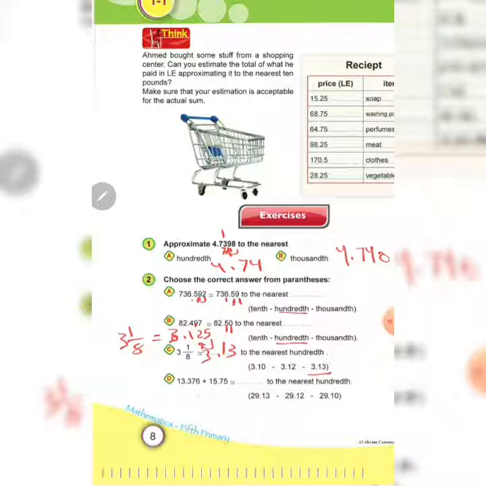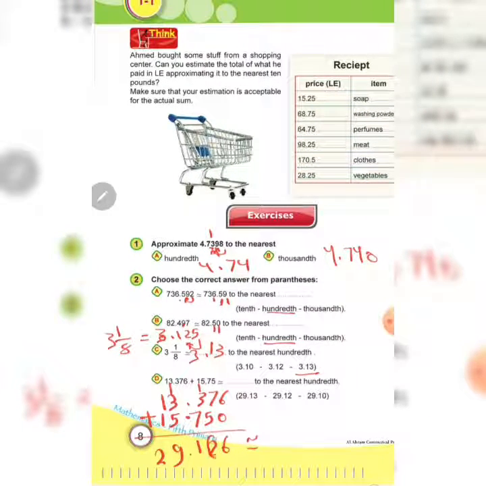13.376 plus 15.75. I must write it to make addition. Point under point, 5 before point, 1, after that point 7, 5, and here I will put 0. 6 plus 0 equals 6, 7 plus 5 is 12 and carry up 1, 3, 1, 4, 7, 11, point, carry up 1, 4, 5, 9 and 2. Approximating to the nearest hundredth, 6 will give 2, it will be 3, 1, 9, 2.